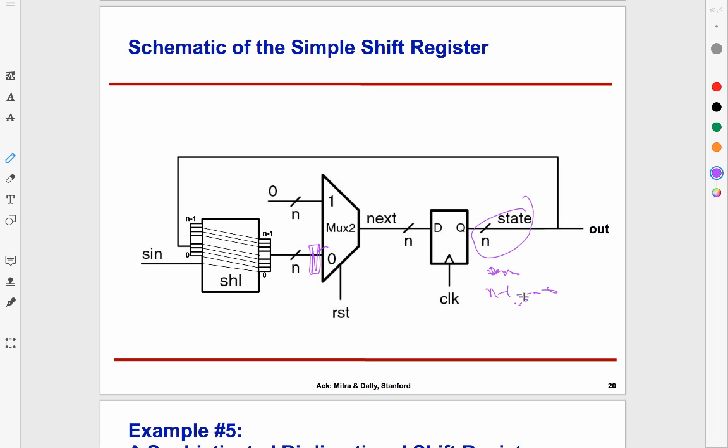So if I were to draw it, let's say this was my state thing, and let's call this guy X. This is X. All I'm doing is I'm wiring this guy so that it goes here. I'm wiring this guy so that it goes here. I'm wiring this guy so that it goes here. I'm wiring this guy so that it goes here. And I'm wiring SIN to this guy. So it's just a matter of connecting the right set of things.